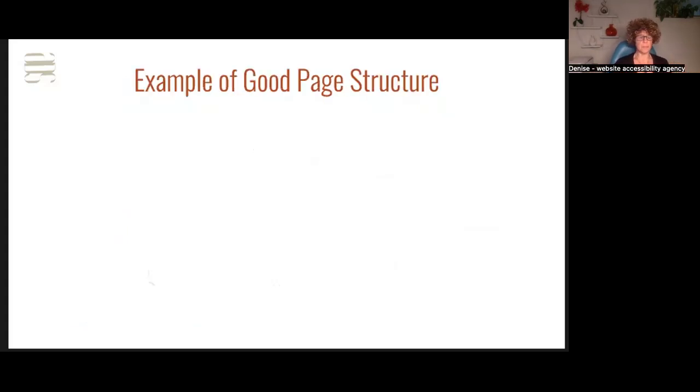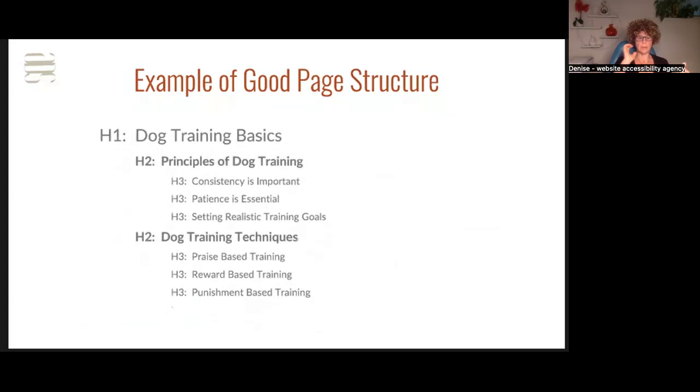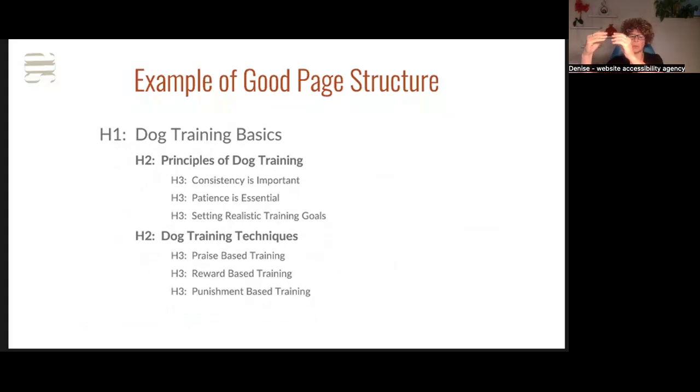So here's an example. The H1 is dog training basics. That's the main topic of the page. And then the two main subtopics are your H2s: principles of dog training, and then dog training techniques. And then you break down each one of those H2s with your H3 content.